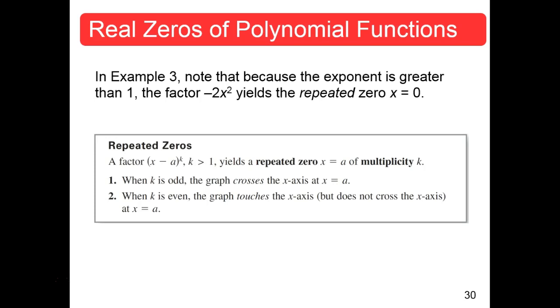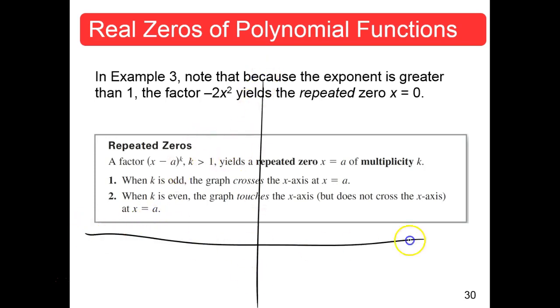Now, I want you to think back. Ooh, that's hard. When we have a linear function, it's always going to cross the x-axis one time only, right? Unless it's a horizontal line, then it'll never cross, right?